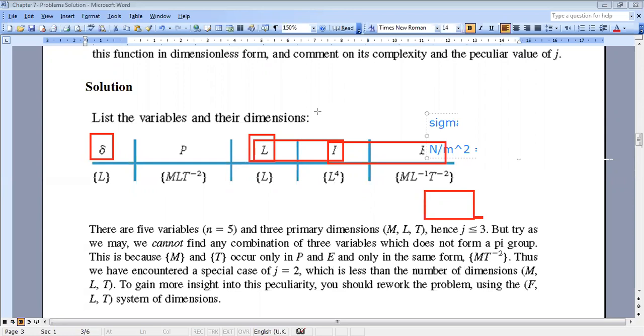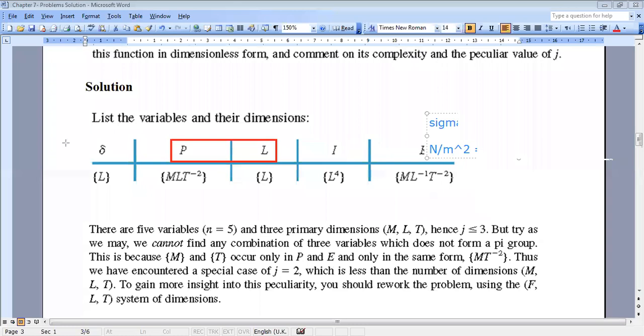To have 2 variables that will not form a group, you choose P with L, or you choose P with delta, or you choose P with I. And if you don't want to use P, you can choose E. And you can choose E with I, or E with L, or E with delta. Okay? So now it's up to you. You can choose any 2 variables you want, but in a way that they don't form a group. Okay? And then once you choose these 2, then you will combine them with the other remaining variables.